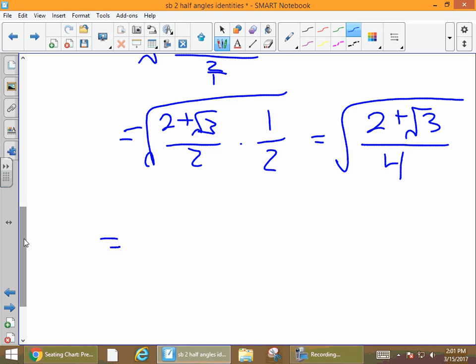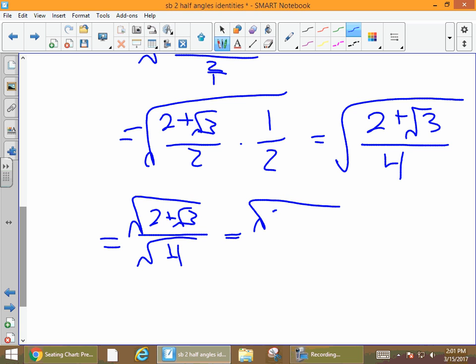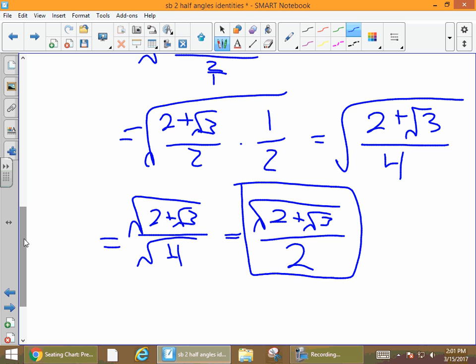So we can change this as the square root of 2 plus radical 3 over the square root of 4. And we know the square root of 4. We might not know the square root of 2 plus radical 3 because that's an ugly irrational number. But we can simplify the square root of 4. So that's going to be 2 plus radical 3. And then what's the square root of 4? 2. And so it's the square root of 2 plus radical 3 all over 2. That would be our final answer for the sine of 105.